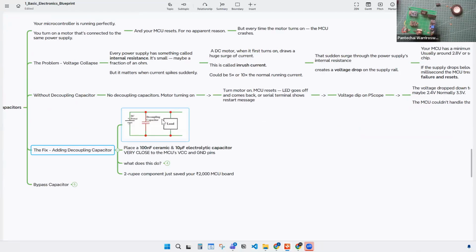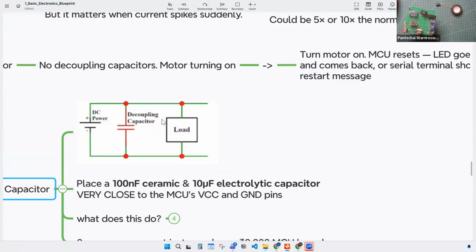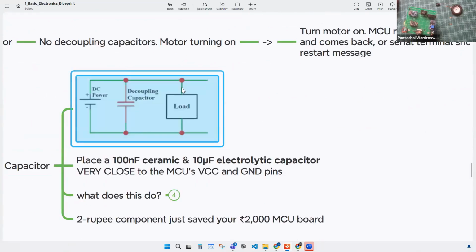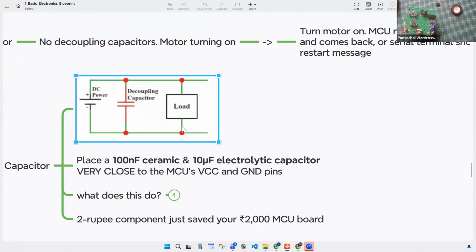Sanjay, how can I put in the decoupling capacitor? Ta-da! Guys, can you see this? This is the load pin. Across the load pin, we have to use the decoupling capacitors between the power supply as well. There is some power supply and there is some load, and in between you have to put a decoupling capacitor.